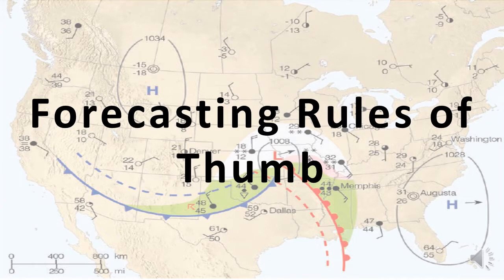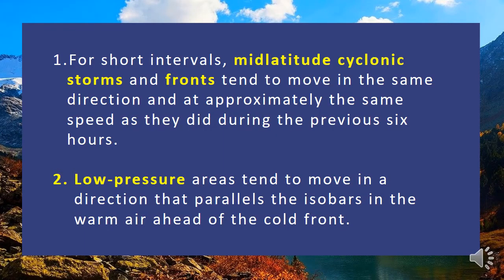So here are some forecasting rules of thumb using the surface weather map. First, for short intervals, mid-latitude cyclonic storms and fronts tend to move in the same direction and at approximately the same speed as they did during the previous 6 hours. Second, the low-pressure areas tend to move in a direction that parallels the isobars in the warm air ahead of the cold front.